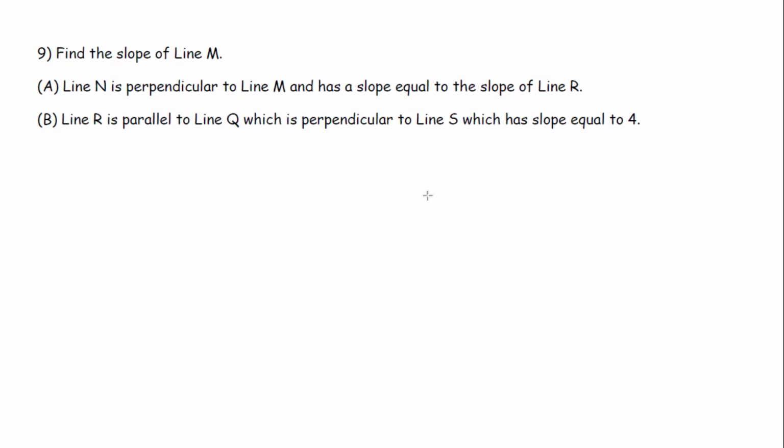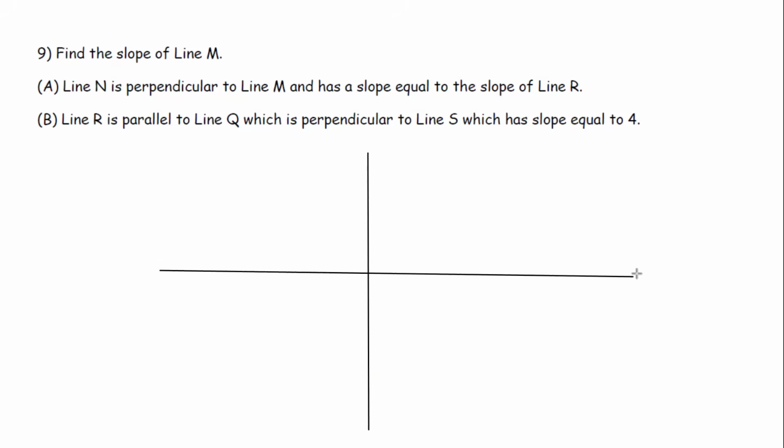So line N is perpendicular to line M, and has a slope equal to the slope of line R. So the question is find the slope of line M. So line N is perpendicular to line M.